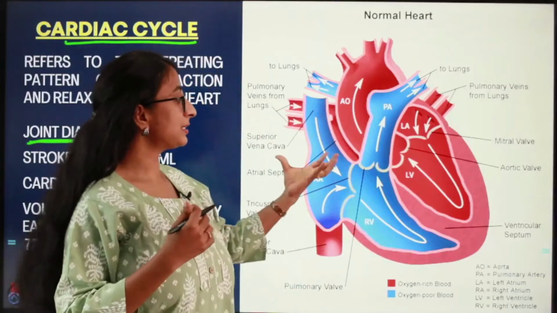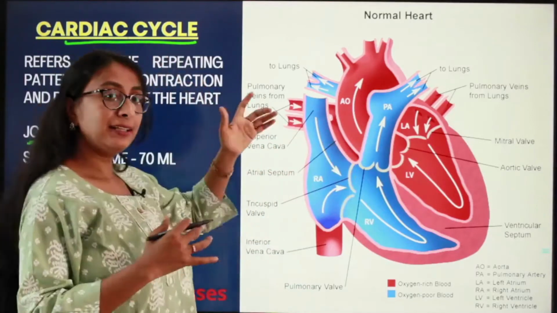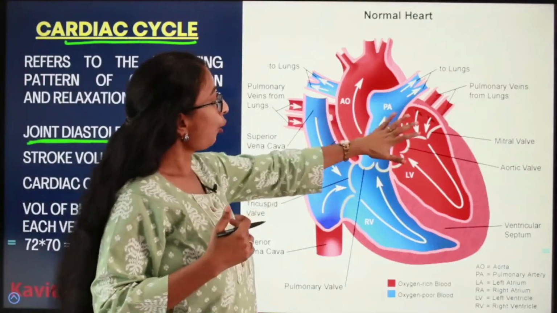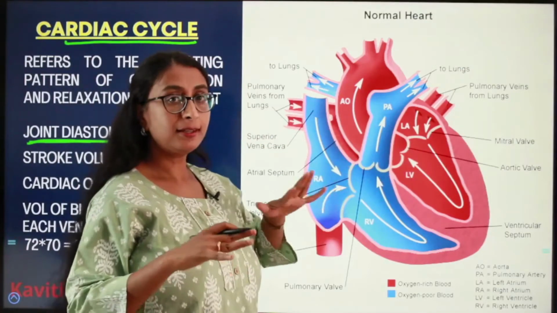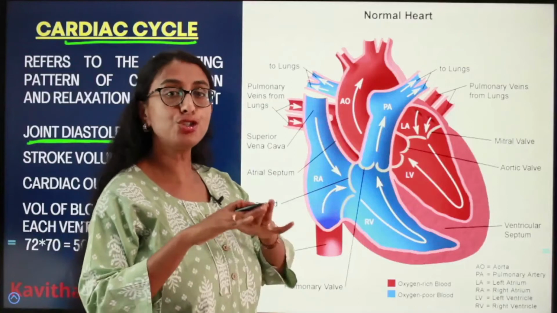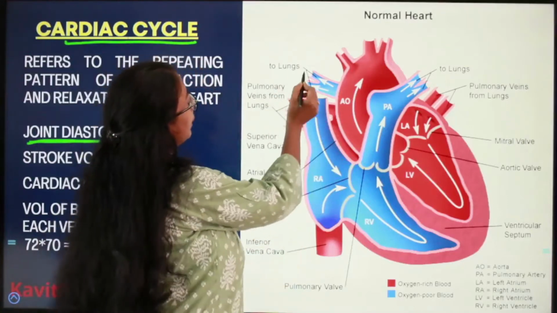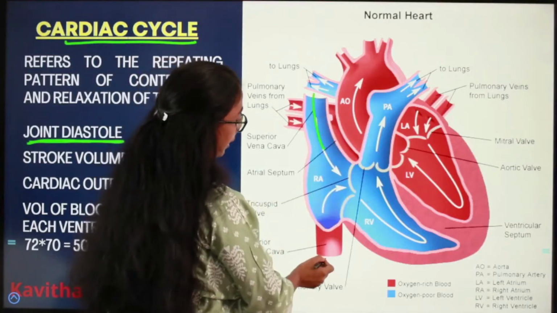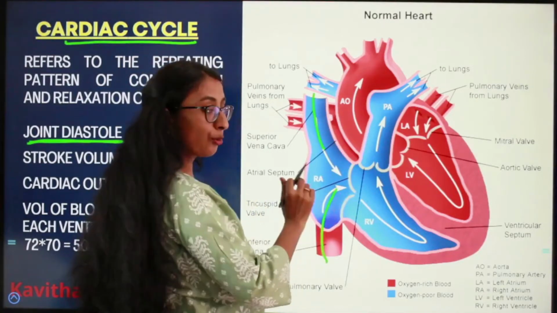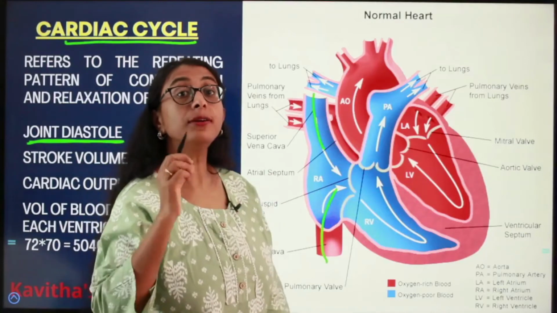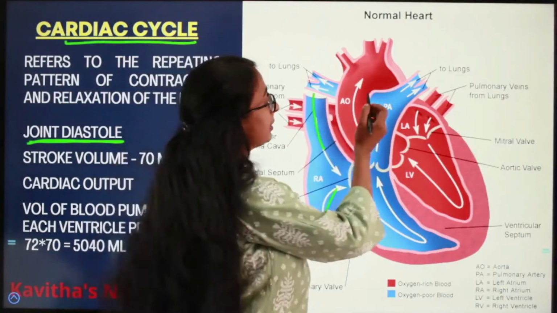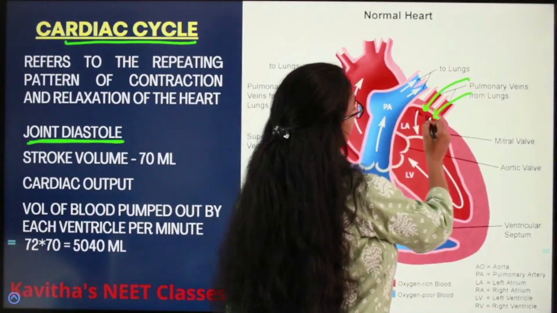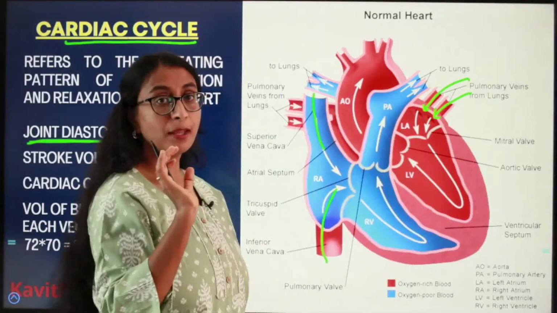So let me explain the cardiac cycle beginning with the joint diastole. Now, all four chambers of the heart are in a relaxed state, that is, in joint diastole. Now the deoxygenated blood from the superior vena cava, the inferior vena cava and the coronary sinus drains into the right atrium. Simultaneously, oxygenated blood from the pulmonary veins drains into the left atrium.